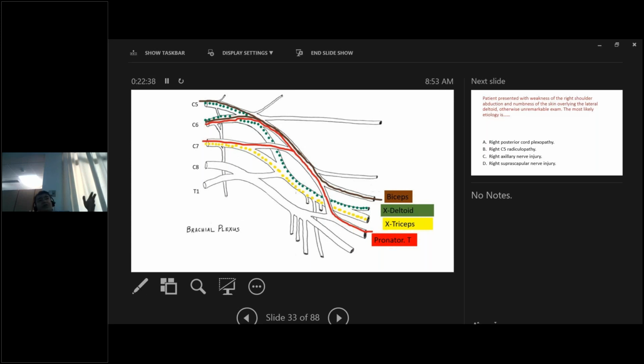The medial cord: none of the muscles that we mentioned goes through the medial cord. So nothing in the medial cord. So we are left with the posterior cord. Yes. Is that more clear now? Yes, clear.